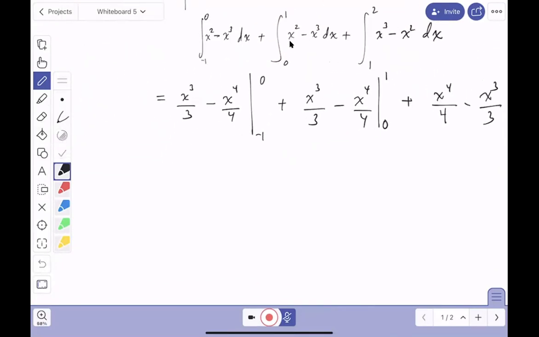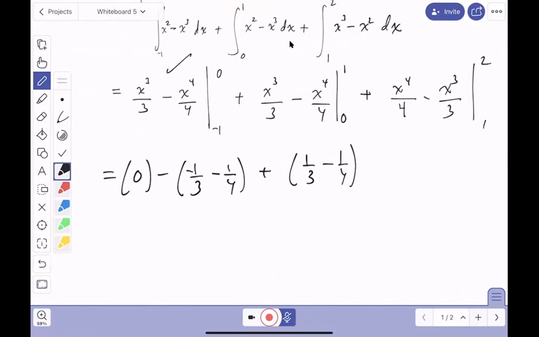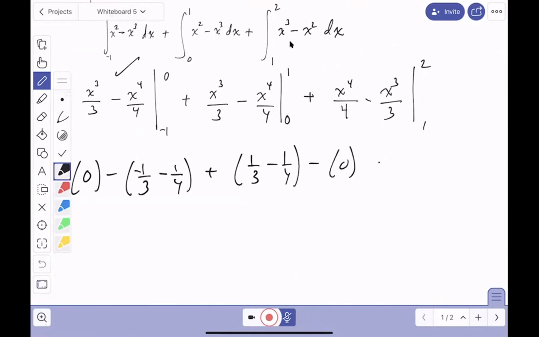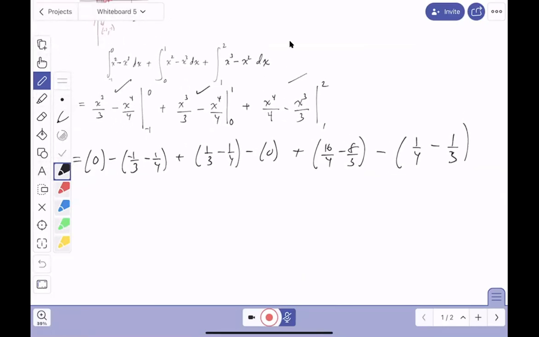Well, I got to do my work, all right, one step at a time. Let's do this one first. 0, upper limit, lower limit, minus 1/3, minus 1/4. That's this guy done. Let's go to the next one. 1/3 minus 1/4, lower limit 0. That one's done. But I'm not done with the arithmetic. Let's do this one over here. What's that going to be? 2 to the 4th is 16/4, minus 8/3. That's the upper, minus the lower. That's 1/4 minus 1/3. And again, I know it's a lot of work.